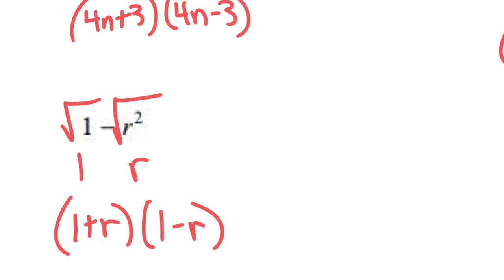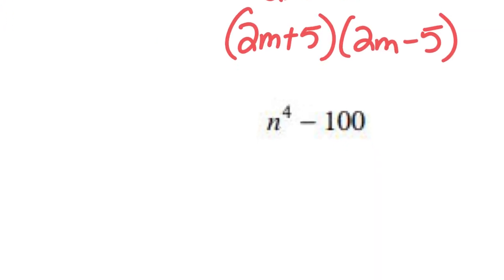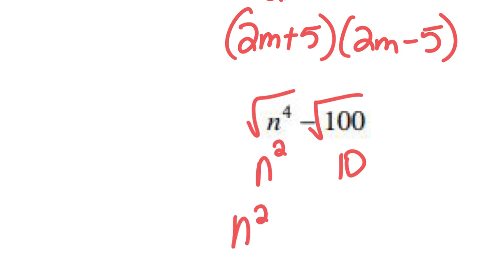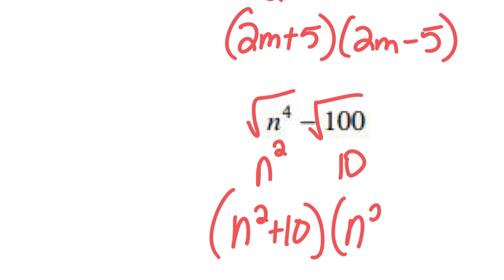All right, and then the last one. n to the fourth has an even exponent, so it's perfect. The square root of 100 is 10, so it's perfect. So we can use that method on this as well. Remember, if your exponent is even, all you've got to do to figure out its root is to halve it. So half of n to the fourth is n squared. And so we get n squared plus 10 times n squared minus 10.